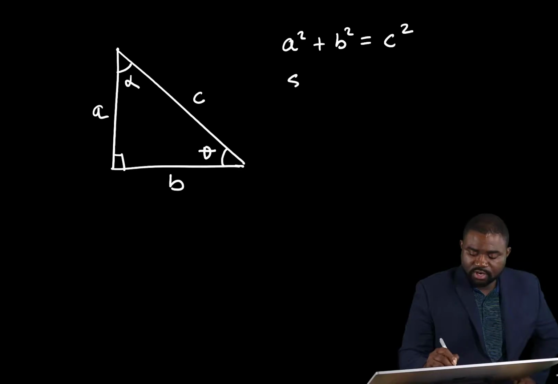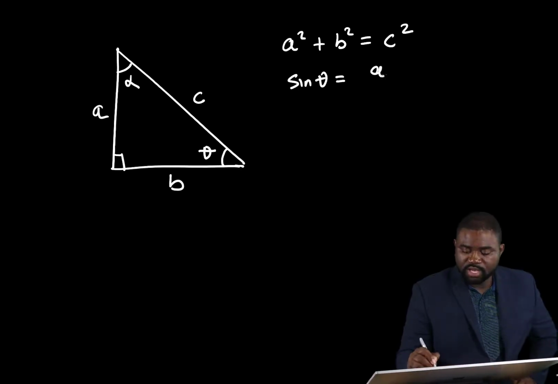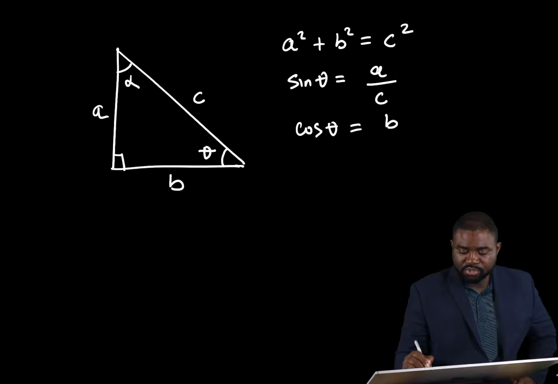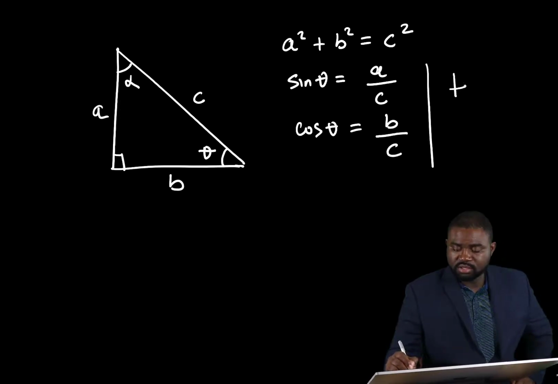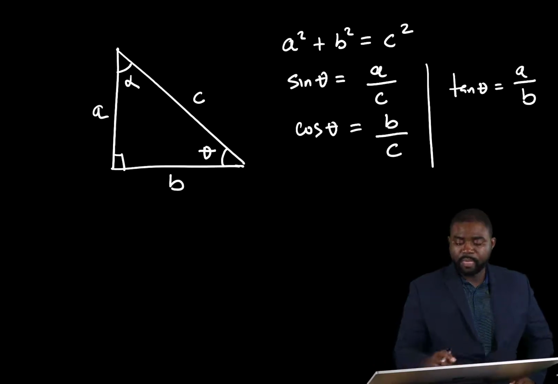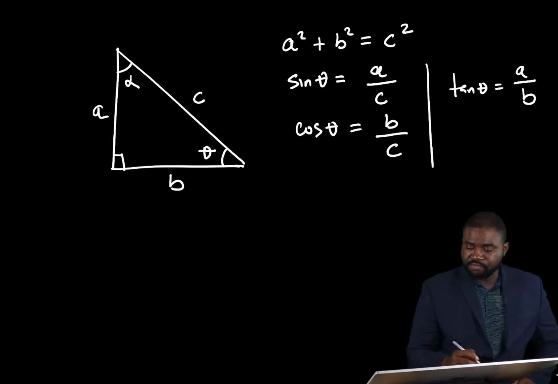We know that sine theta is opposite, which is A, divided by the hypotenuse, which is C. Cosine theta is adjacent, which is B, divided by the hypotenuse, which is C. And the tangent of theta is opposite, which is A, divided by the adjacent, which is B. But what do you notice? You realize that A squared plus B squared is equal to C squared.